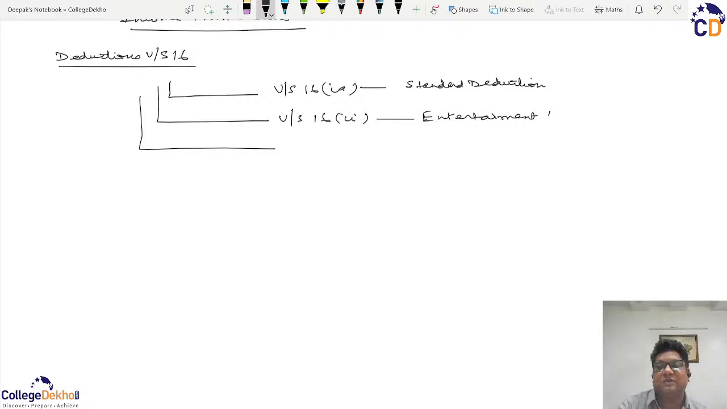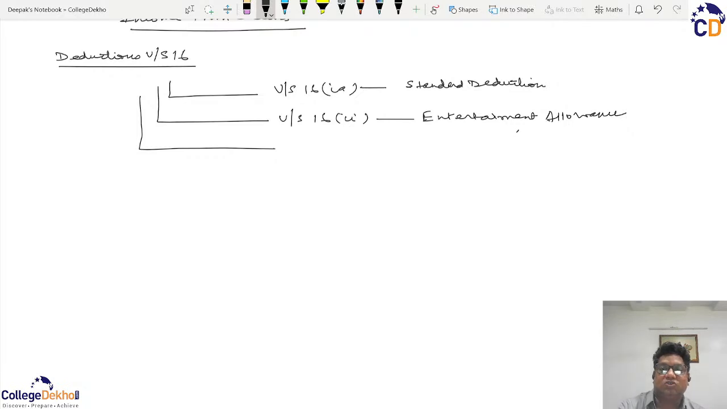Now this is a special deduction, because normally other allowances are either fully taxable or exempt up to a certain extent. So whenever an allowance is received, if it has a certain exemption, then we only add the balance, the taxable amount, in the gross salary. But in the case of entertainment allowance, we do not have the exemption under section 10 but a deduction. So when we calculate the gross salary, we add the whole amount of entertainment allowance received, and whatever the eligible deductions are, they will be deducted from the gross salary.